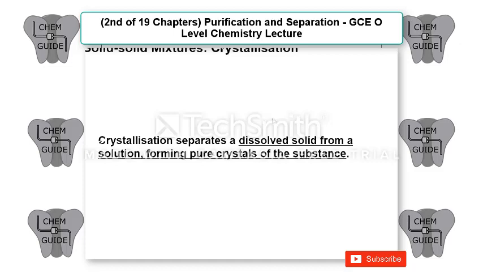The next technique that I'll be elaborating on is crystallization. So crystallization basically involves you getting a dissolved solid out from a solution when you cannot use evaporation. A good example of a separation procedure which you can use crystallization for is sugar water. So you cannot evaporate off the water and get the sugar back, but you can crystallize the sugar out of a sugar solution.